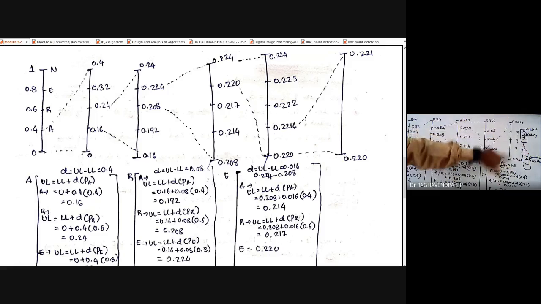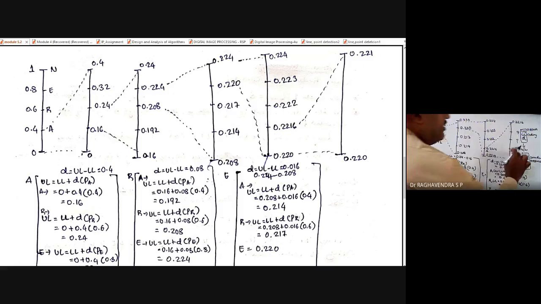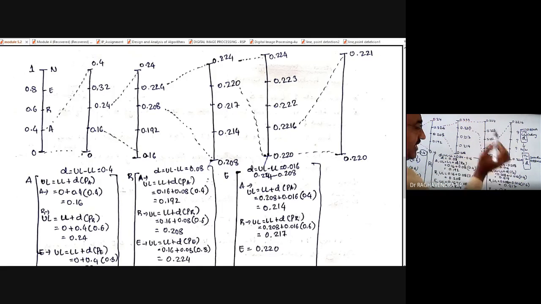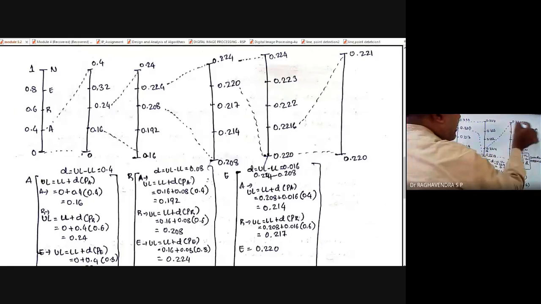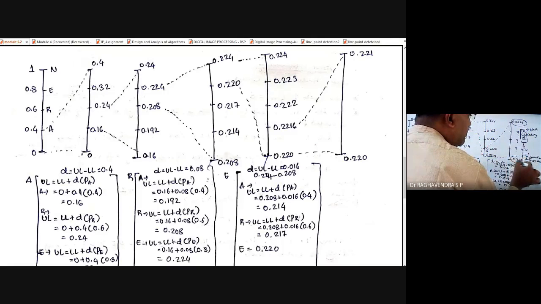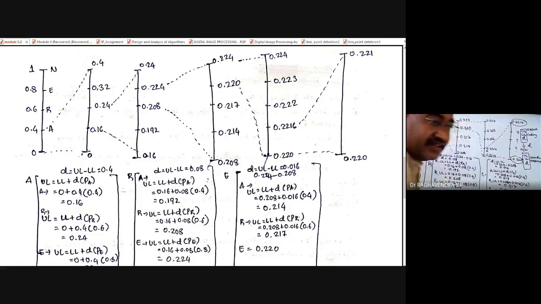I have not done this last step of the process here, and I hope you will do it at home. Substitute the same values: upper limit 0.2216, lower limit 0.220. Make the difference, that is D, then find the individual probabilities and substitute. Because of the time constraint, I have done up to here. The main values we need are this value, this value, and this D. If you have obtained these, you can achieve arithmetic coding.